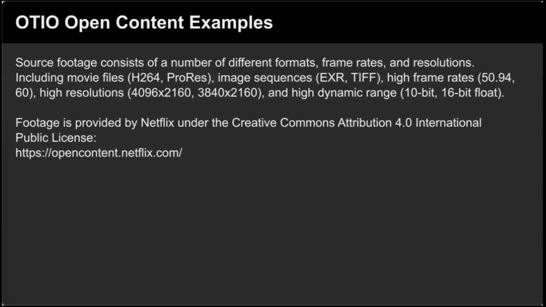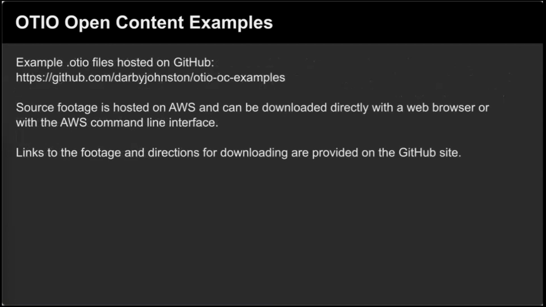For more information, please visit their website at opencontent.netflix.com. The example OTIO files are hosted on GitHub, and the source footage is hosted on Amazon Web Services and can be downloaded directly with a web browser or with the AWS command line interface. Links to the footage and directions for downloading are provided on the GitHub site.